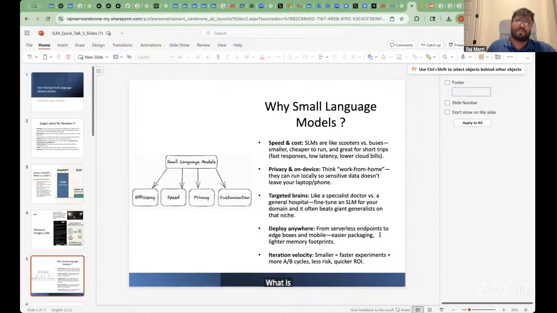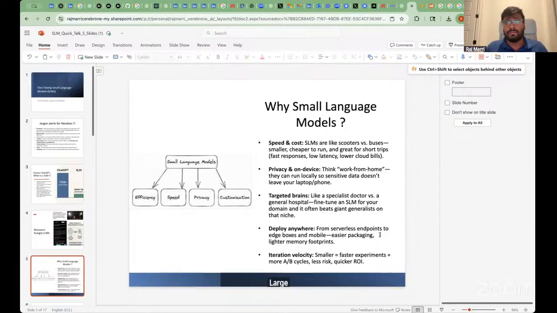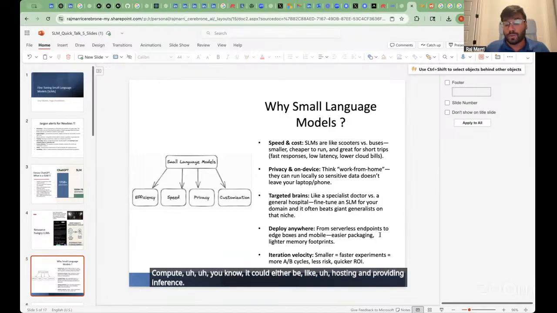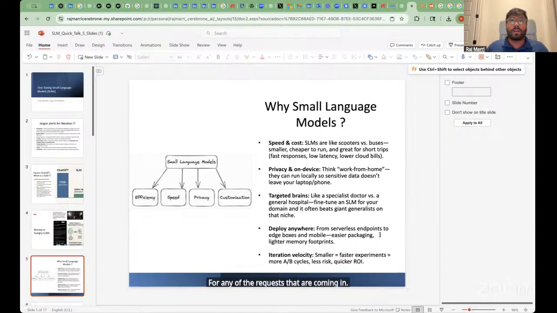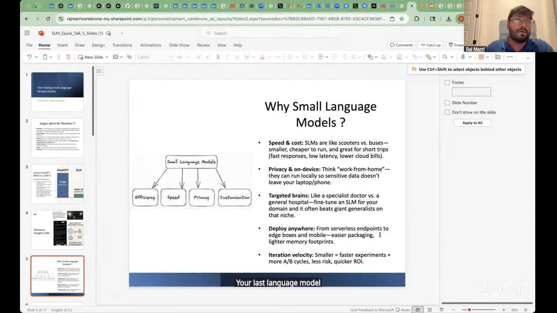So what is the benefit of small language models? One of the benefits, compared with a large language model being resource intensive, is in hosting and providing inference for any requests coming in. It will probably cost you more with a large model. The latencies are high. In order to generate one token, your large language model needs to be hosted in memory, and it has to address your request.